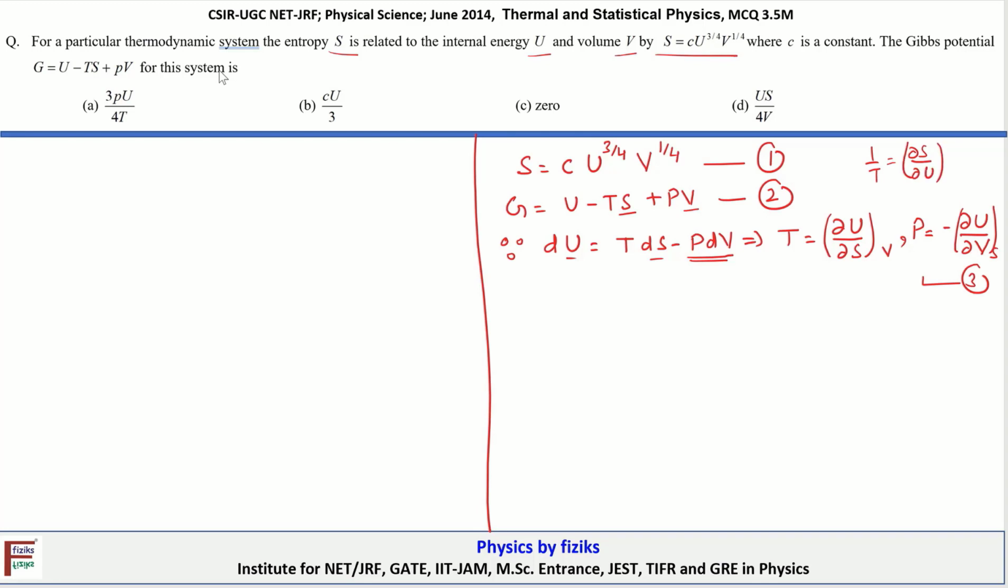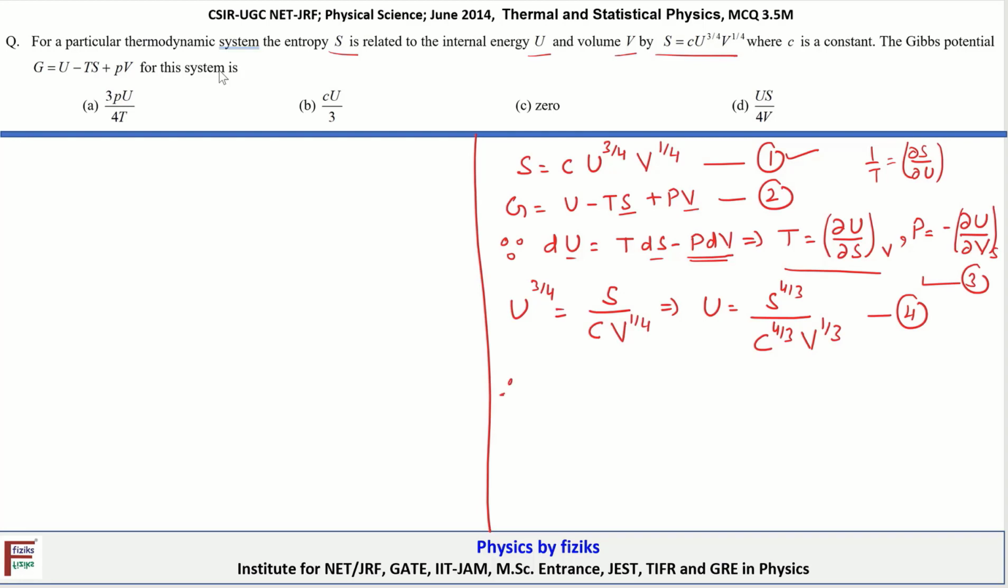Okay, so it doesn't make any difference in the evaluation of this parameter. So for making use of this equation, I'm going to invert it, so that I write u on the left hand side. By inverting equation 1, what I obtain is u power 3 by 4 is equal to S upon C B power 1 by 4. This implies u is equal to S power 4 by 3 divided by C power 4 by 3 and B power 1 by 3, and let's call this equation 4.